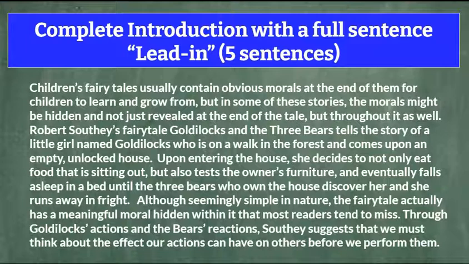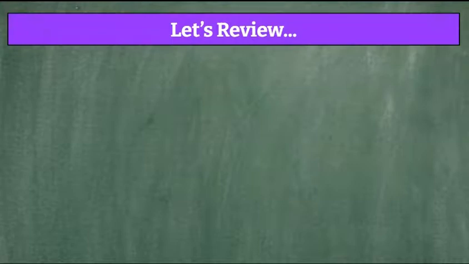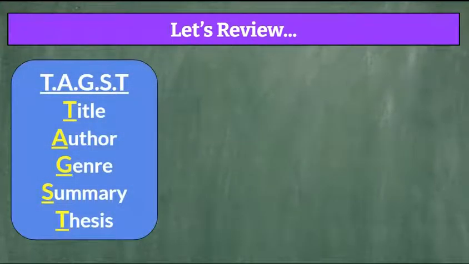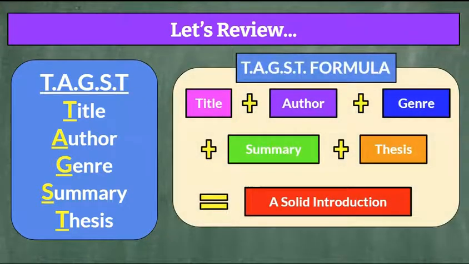With the full sentence lead-in, we have a solid 5-sentence introduction that includes the title, author, genre, a bare-bones summary, and our thesis. Using the T.A.G.S.T formula, we have included the title, author, genre, summary, and thesis in both of these solid introductions. The only difference between the two is that the transitional phrase example has 4 sentences, while the lead-in sentence example has 5 sentences. So let's review. T.A.G.S.T stands for title, author, genre, summary, and thesis. The T.A.G.S.T formula looks like this: title plus author plus genre plus summary plus your thesis equals a solid introduction.